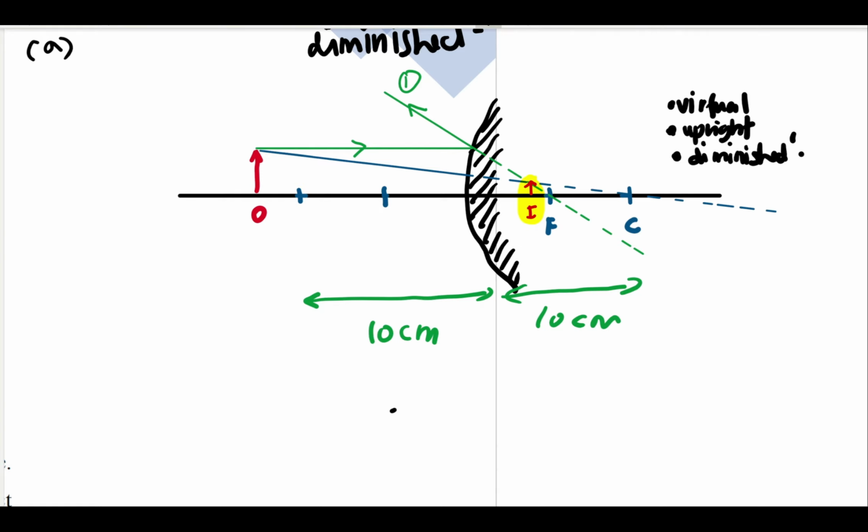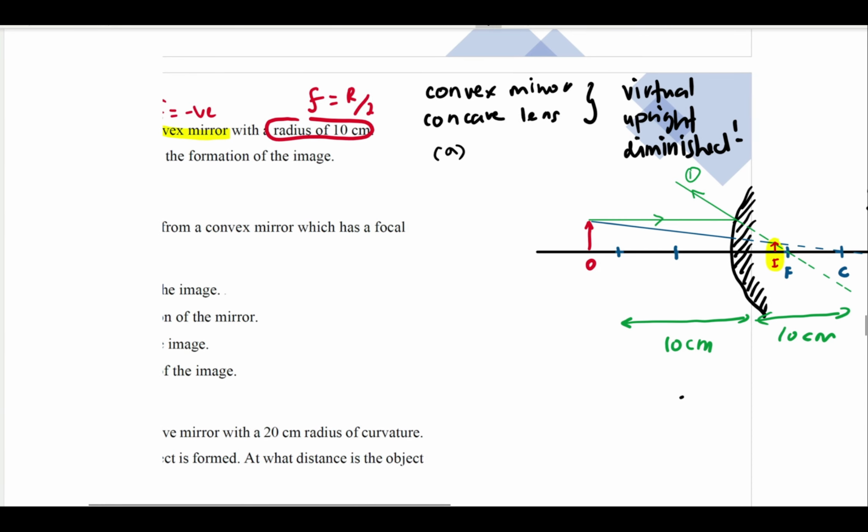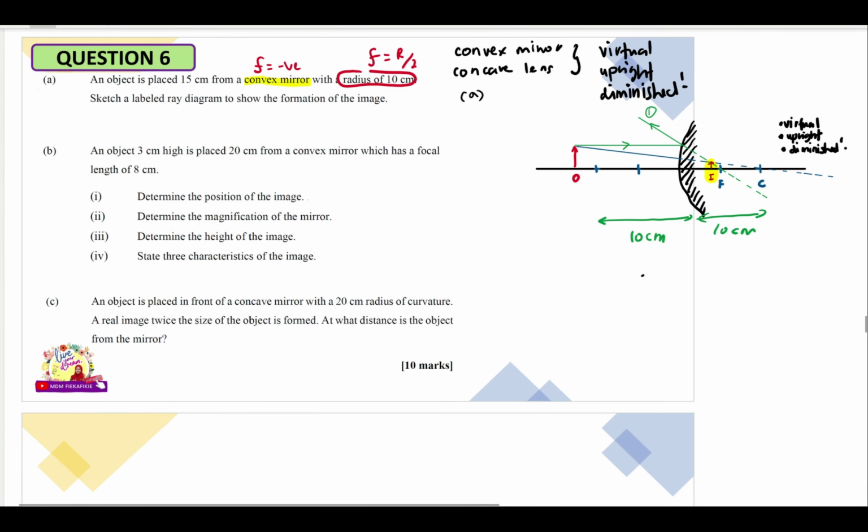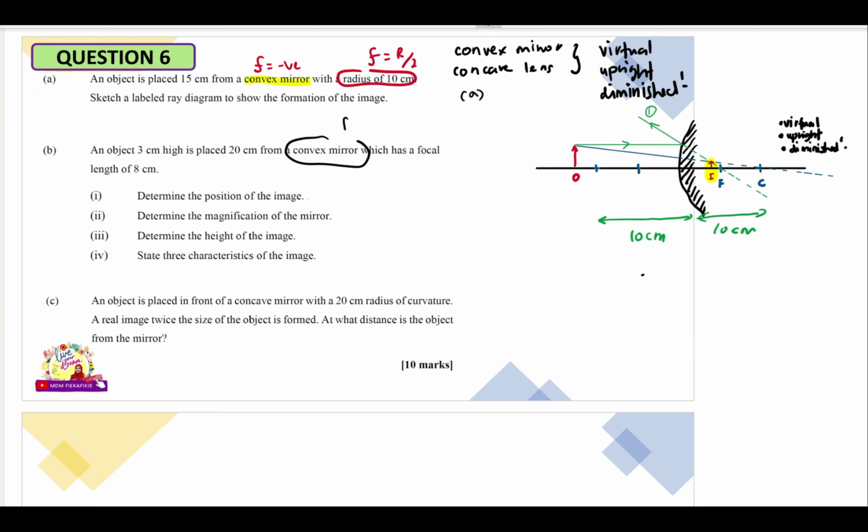Okay. Alright, so now finish for question 6A. So now for question B. So let's proceed. Question B, we have an object 3 cm high. It's placed 20 cm from convex mirror. So we still have convex mirror. So F must be negative. And the focal length is given 8 cm.